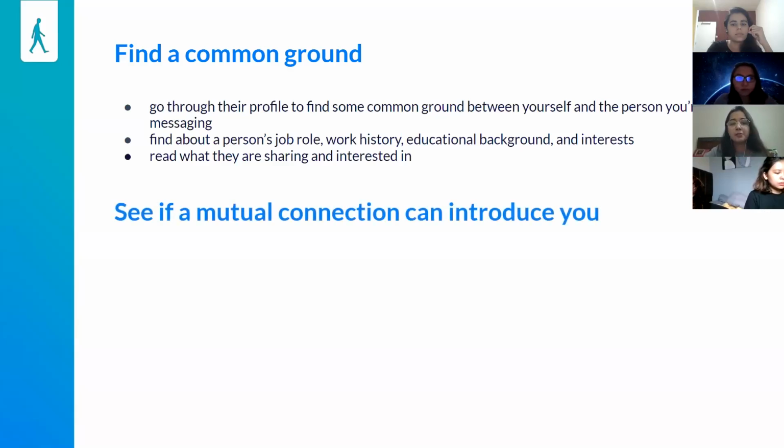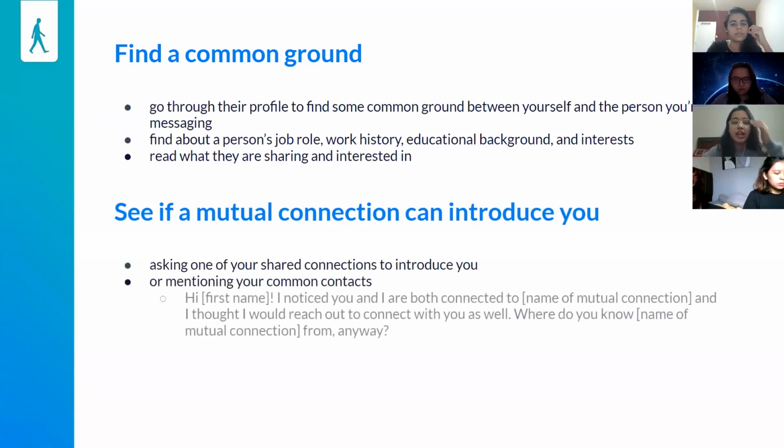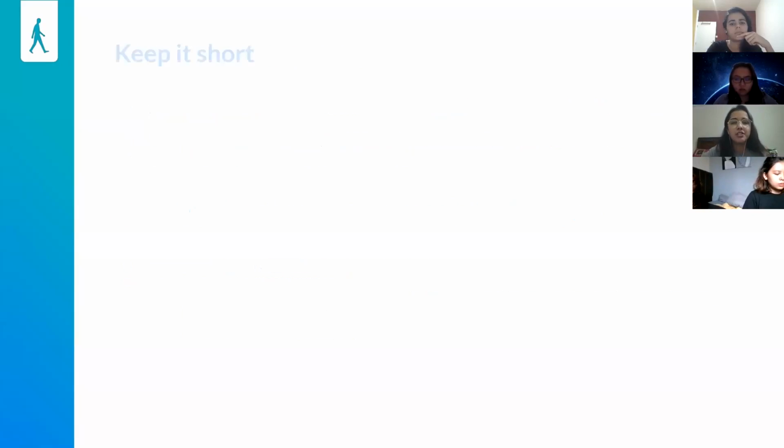Then, as somebody mentioned, they go through alumni referrals and common connections. See if you have a mutual connection who can introduce you. That is always a very good conversation starter. Ask one of your shared connections to introduce you, or introduce yourself and say, for example, I noticed you and I are both connected to, let's say, Sumeda, and I thought I would reach out and connect with you as well. A mutual connection is a very good way to start a conversation.